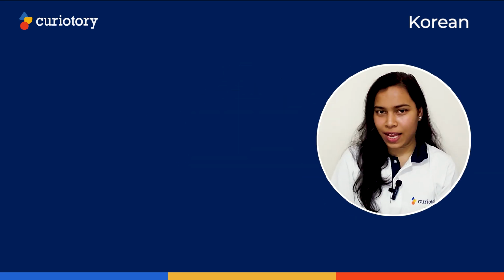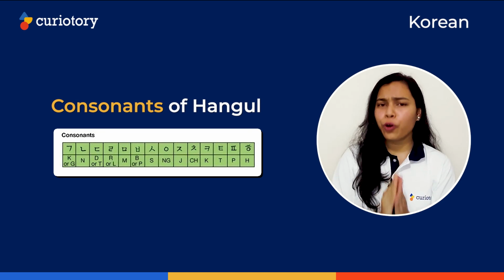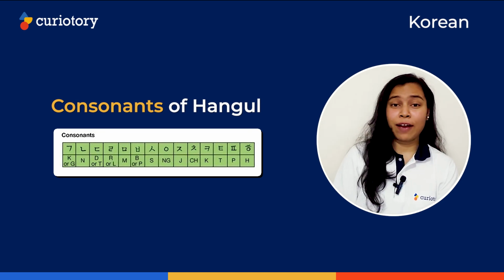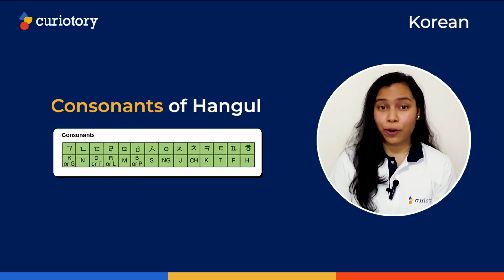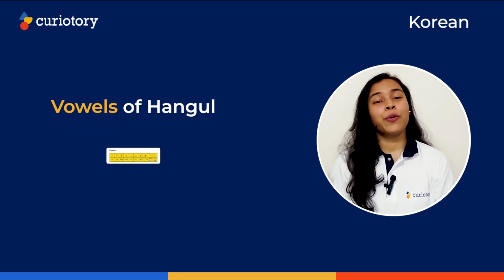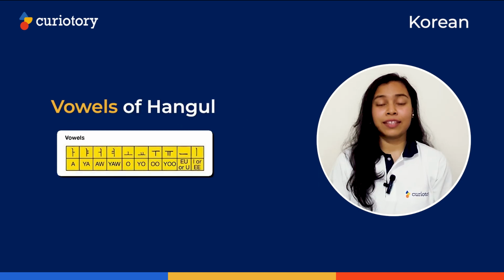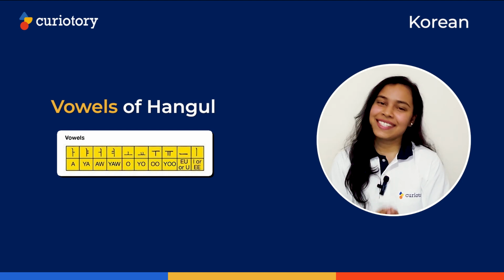So, in the last class, we have learned about the consonants of Hangul. I hope you remember that we have 24 letters in Hangul, right? So we have 14 consonants which we covered in the last video, and today we are going to learn the remaining 10 vowels. Now let's get started.